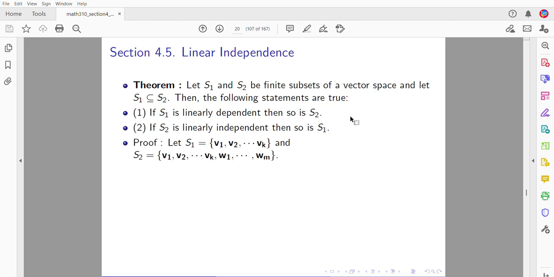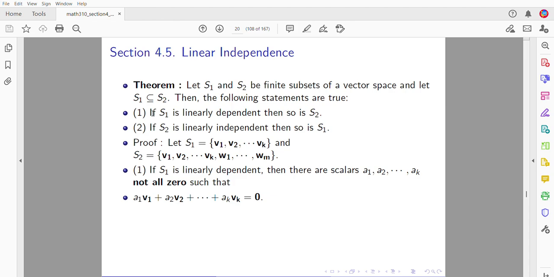Suppose S1, the smaller set, is v1 through vk. S2 is a bigger set that contains S1. So not only does it contain v1 through vk, it contains some others, w1 through wm. So it contains a few more elements. So let's look at the first one. If S1 is linearly dependent, then there are scalars a1 through ak, not all 0, such that the linear combination is 0. That's the definition of being dependent. You may find scalars, not all 0, such that the linear combination is the zero vector.